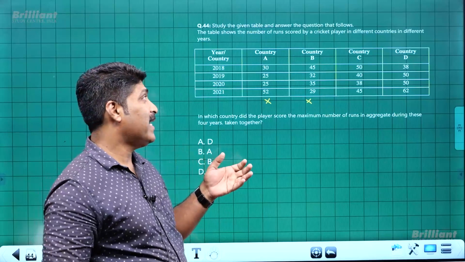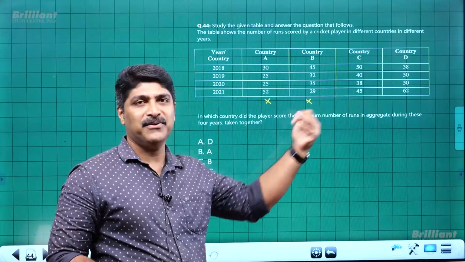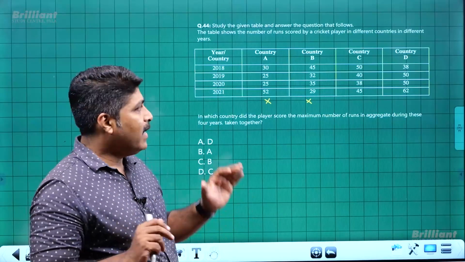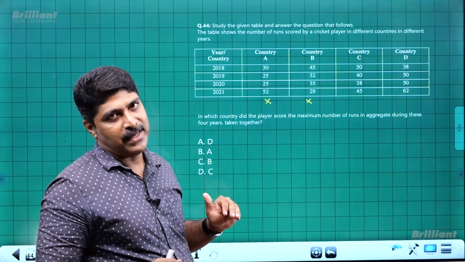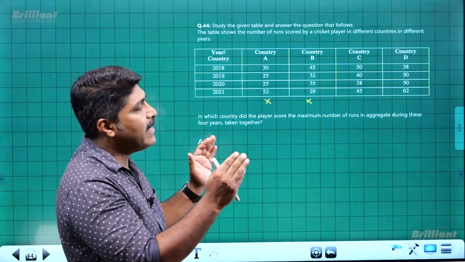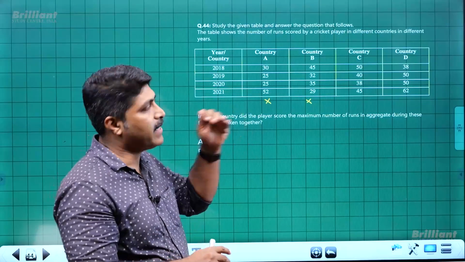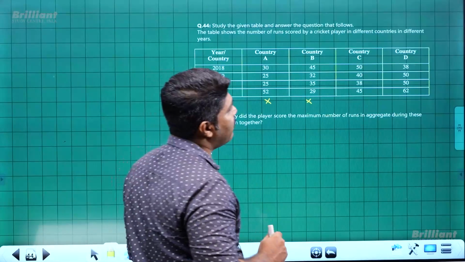So here we know that directly you have to add up all the values here, then compare it. That's a direct way. Instead of doing it like that, we just observe it. So without doing such a calculation, how can we reach the conclusion easily? Good. That's the trick we are considering.